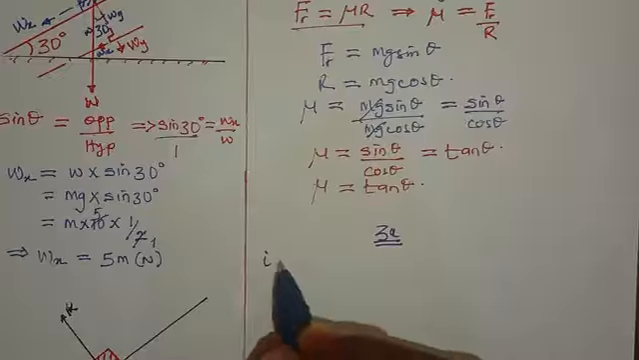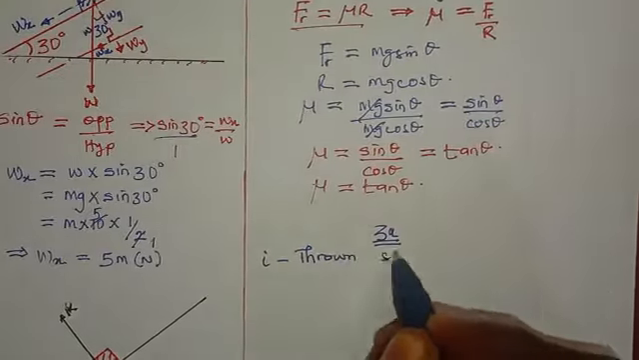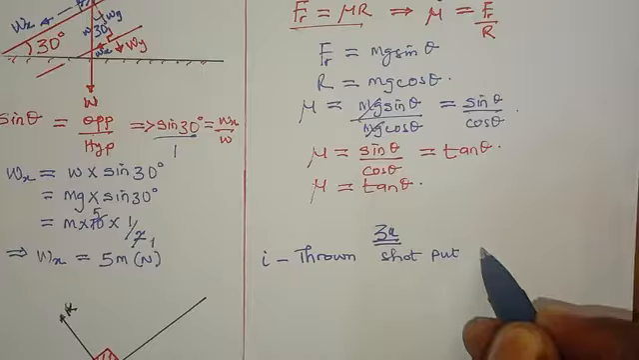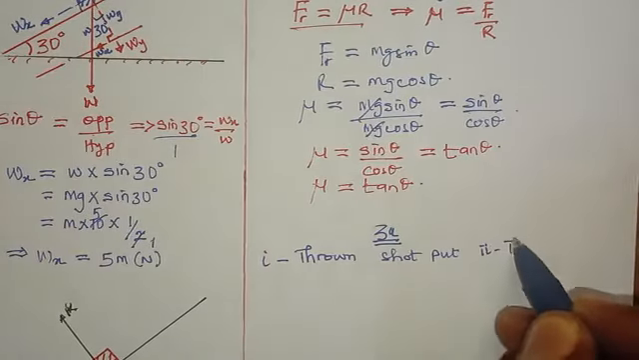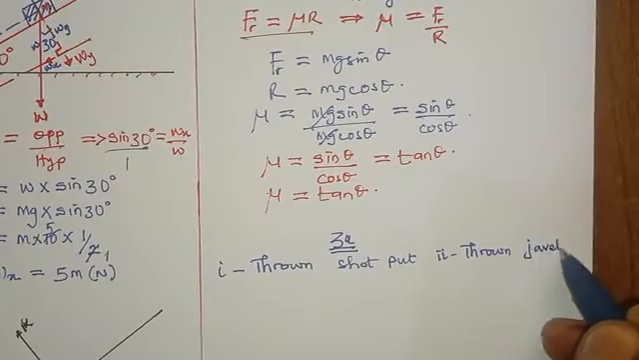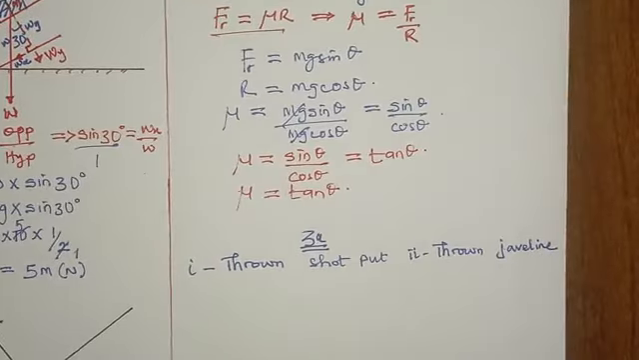So 1, thrown shot put, it's an example, and 2, thrown javelin. So these are some of the examples of projectile in sport.